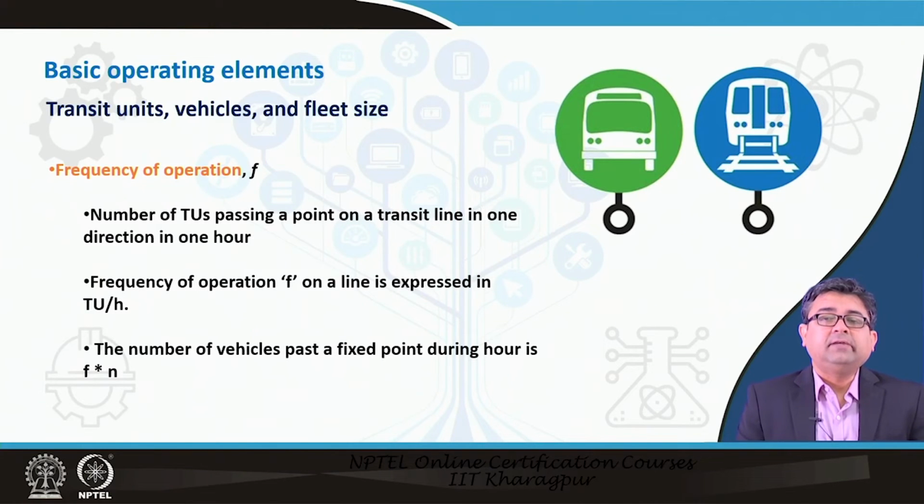Next is to understand the frequency of operation. We as passengers are always interested in this frequency. We always want to know when the next bus or the next metro rail is coming. So, how do we operationally define frequency? It is defined as the number of transit units passing a point on a transit line in one direction in 1 hour. The frequency of operation f on a transit line is usually expressed in terms of TU per hour. Similarly, if you want to calculate the number of vehicles passing a fixed point, it is f times n. So, that is the frequency of operation.